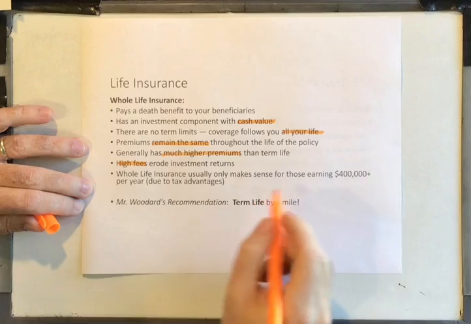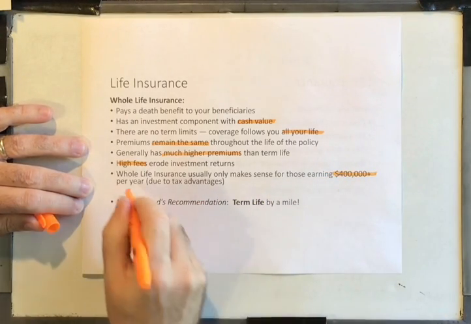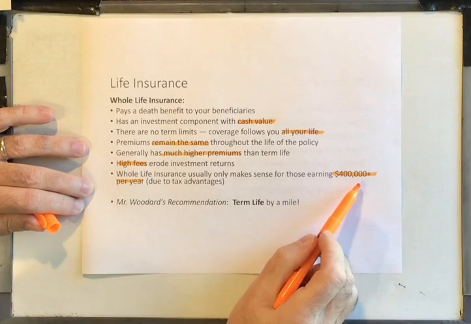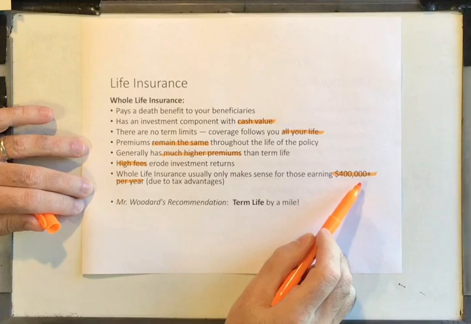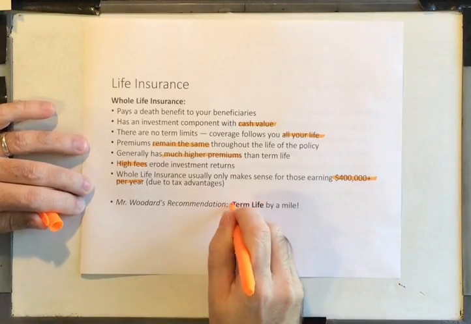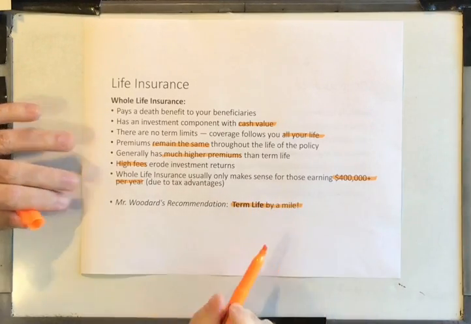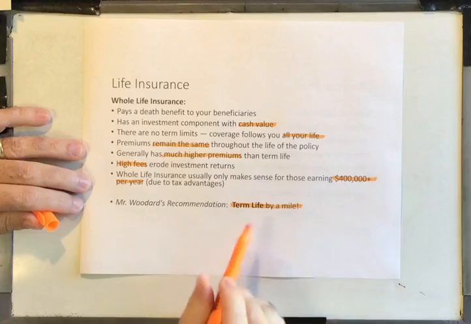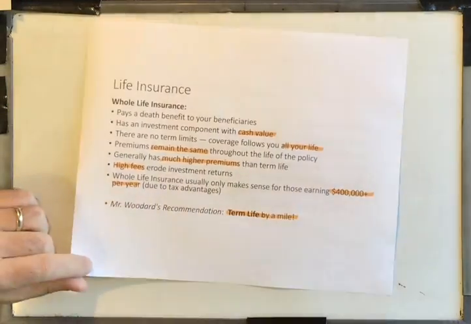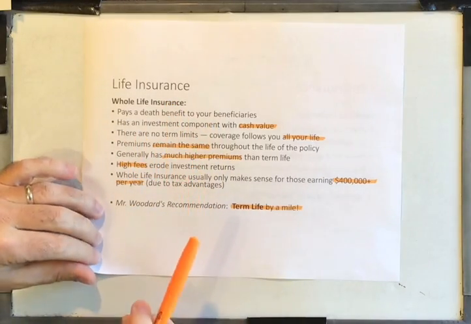Brokers make money off of that. It usually only makes sense for those earning $400,000 or more. There are some tax advantages if you earn $400,000 a year or more with whole life. Otherwise, term life is a much better deal. So my recommendation, until you get above that level, is to go with term life. Your investments, you want to do your investing outside of an insurance policy.